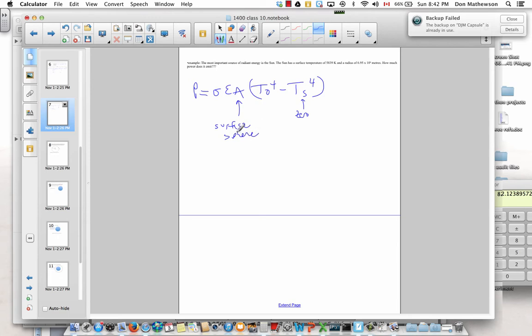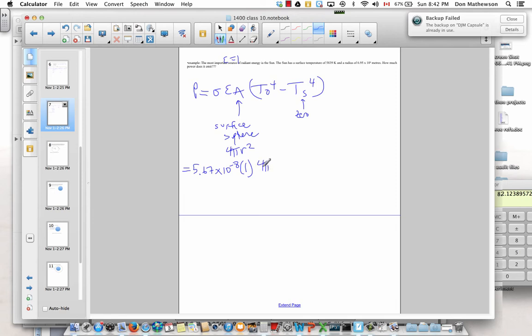And the radius is useful because the surface of the sun will be a sphere, and the surface area of a sphere is 4 pi r squared. So we need to know the radius of the sun. So this will be a big long calculation. We won't bother with the units because we did that last time. We'll treat the sun as if it's got an emissivity of 1. That should be given in the problem.